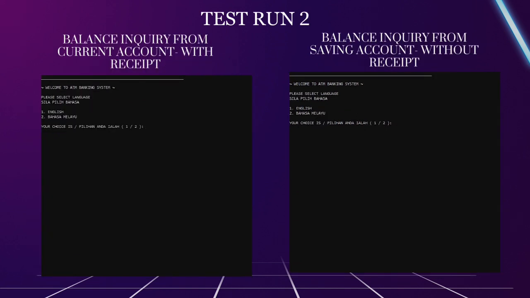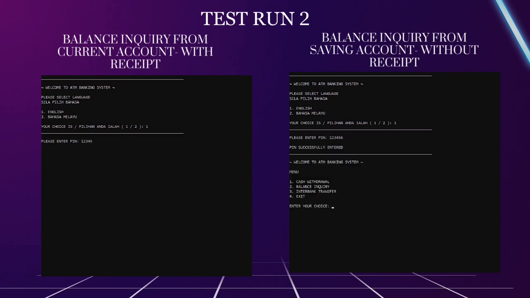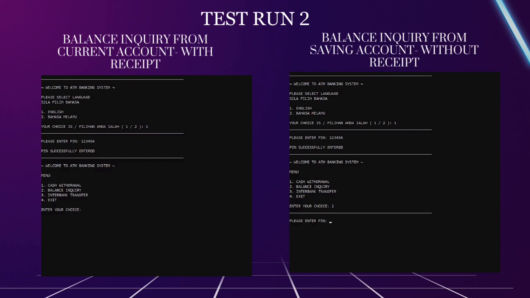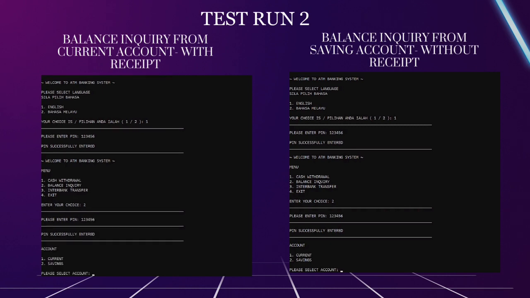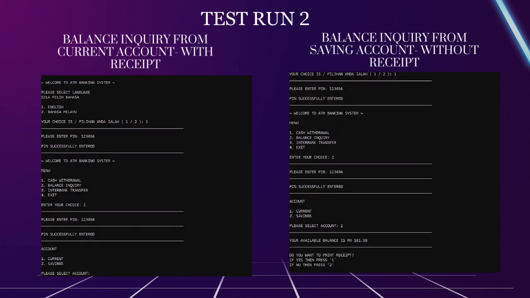Next, we do the second test run for balance inquiry. This menu is for the user to check the balance for their current or savings account. After entering the PIN security, the user needs to enter number 2 for balance inquiry. Then the user is required to enter number 1 for current account or 2 for saving account.